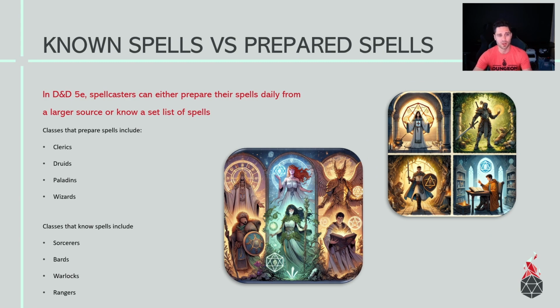Now I want to talk about known spells versus prepared spells. So in D&D 5e, spellcasters can either prepare their spells daily from a larger source or have a known set list of spells. Classes that prepare spells include clerics, druids, paladins, and wizards. Classes that just know spells and don't prepare spells every day include sorcerers, bards, warlocks, and rangers. Again, some feats, some subclasses might blur the lines on these, but generally these are where the two sets of classes fall in.